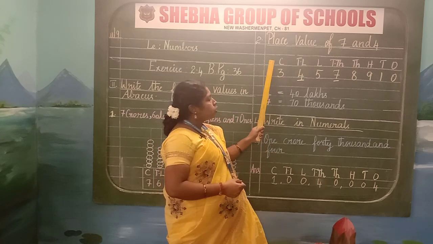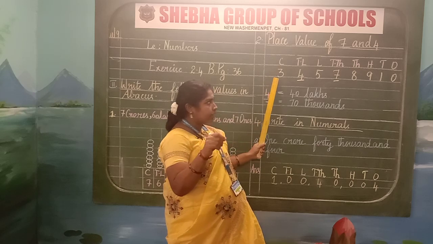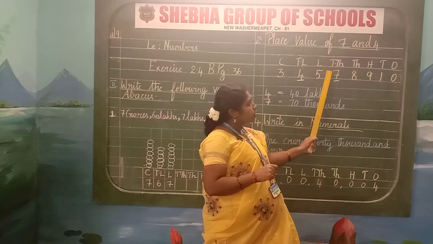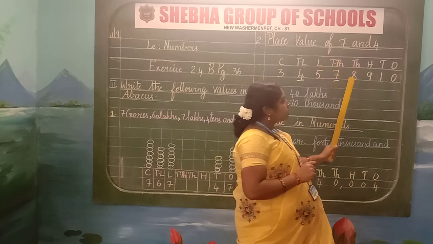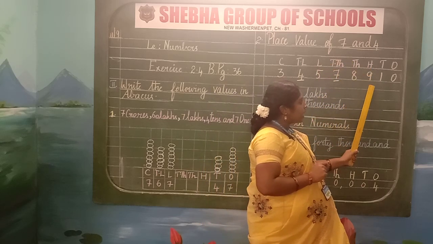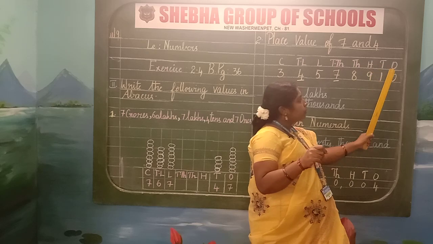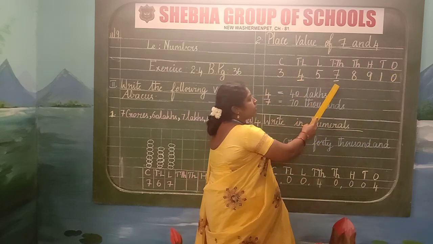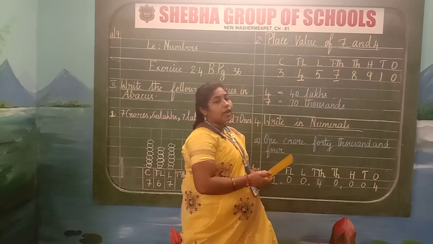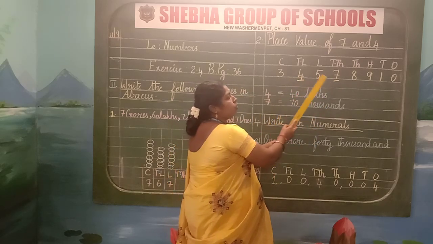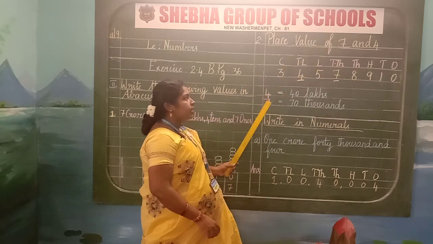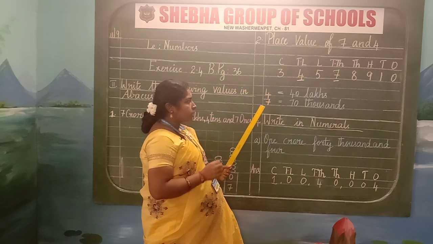line, children. So for crores, you have to write 3, 10 lakhs, 4 lakhs, 5, 10,000, 7, thousands, 8, hundreds, 9, tens, 1. For ones, 0. Now underline the number 4 and 7 because we are going to write the place value for 4 and 7. After writing this, leave one line. We are going to write the place value for 4 and 7.